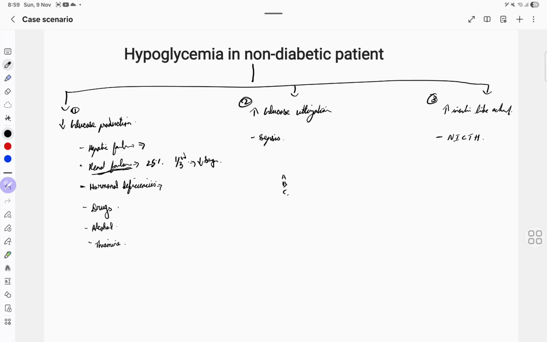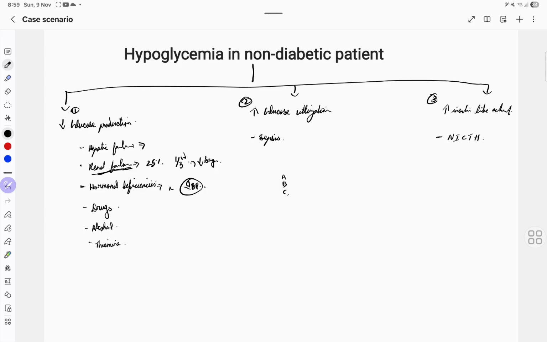Then hormone deficiency. What about Addison disease? Yes, it can cause hypoglycemia, but in this case the BP is 200 by 100, whereas in Addison's the BP will be low. So we are ruling out Addison's. Then the next step is drugs.